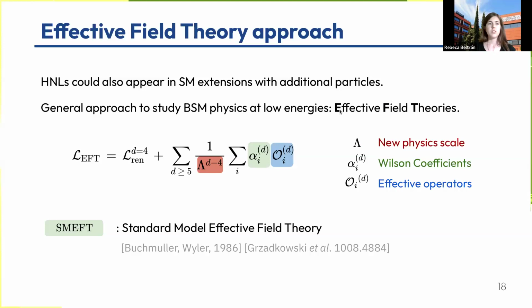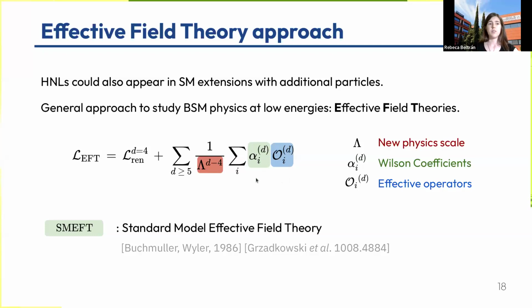So these EFTs encapsulate BSM physics in higher dimensional operators whose effects are suppressed by powers of a high energy scale called lambda. These operators represent interactions and contain only the light degrees of freedom of the theory. Each of them is accompanied by a Wilson coefficient. As we go to higher dimensions, we add more and more operators, and then also the number of parameters of the theory increases.